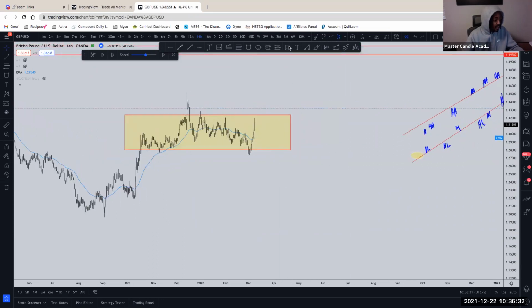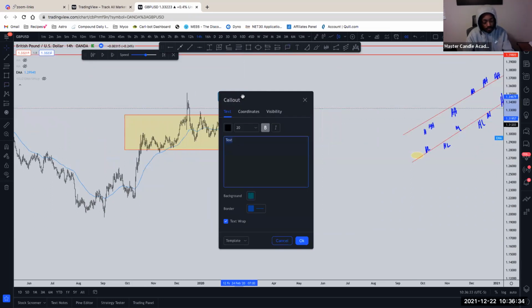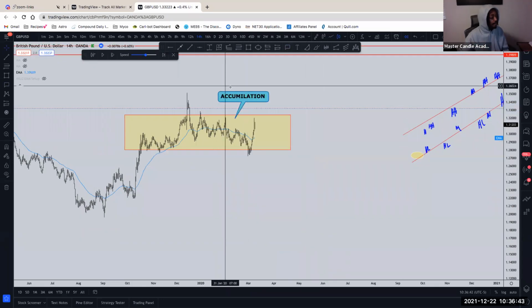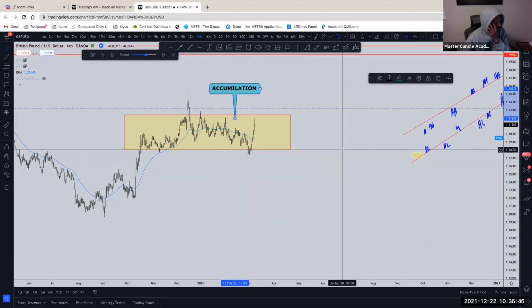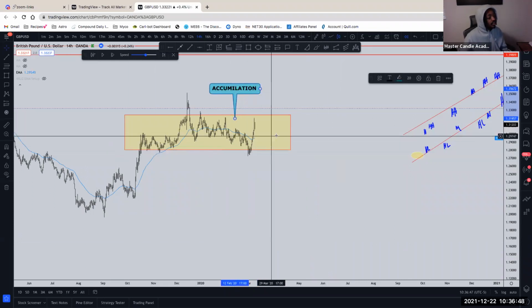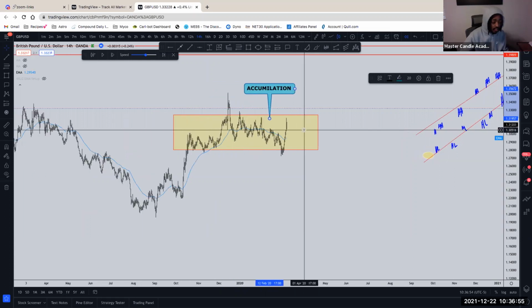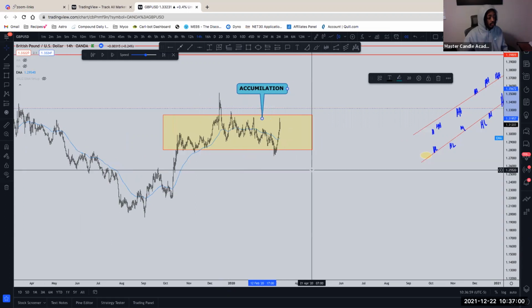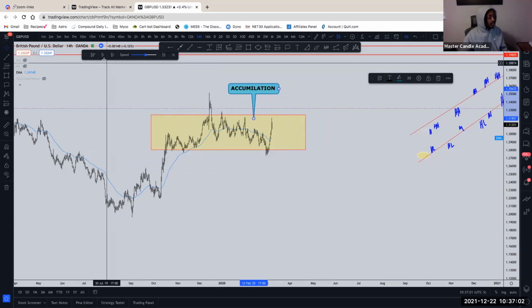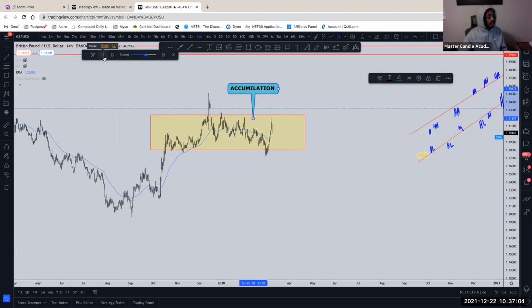Once you have identified your accumulation, and this doesn't change, guys, this is market cycle. This happens on every pair. Once you have your accumulation, you then will get your manipulation. All it is is a pullback. Why is it called manipulation, though? Let's just watch price play out.